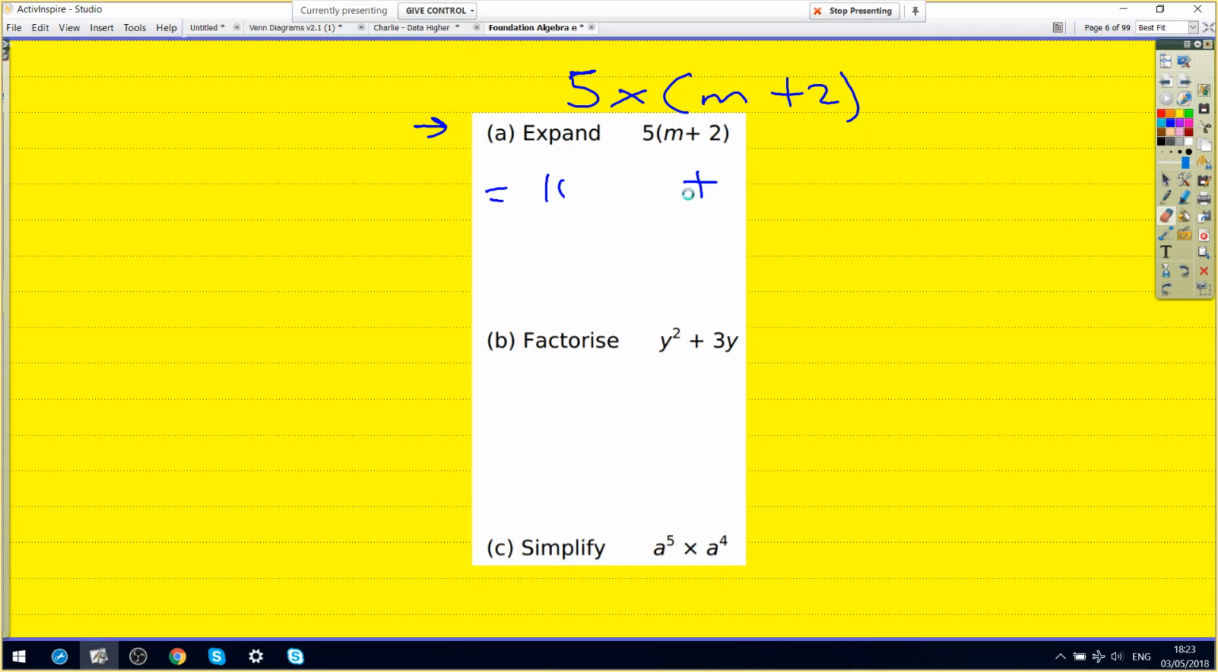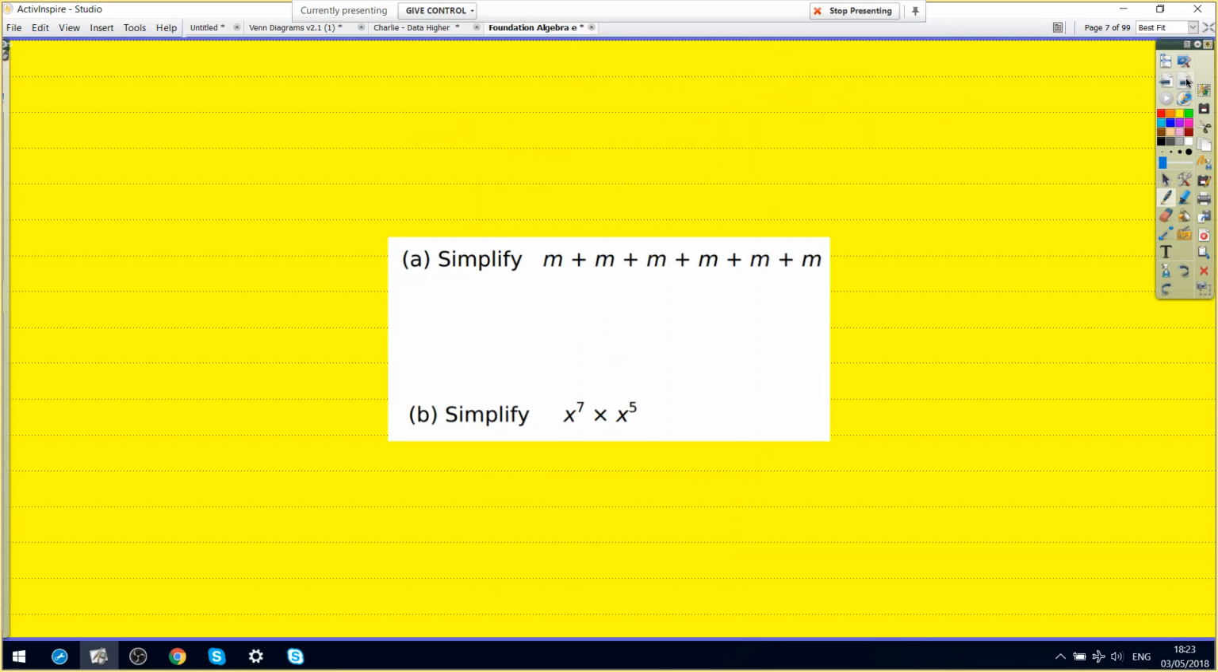How did you get 10m? 5 times 2 is 10. Okay, so it's going to be 10. And 5 times m? 5m. Yeah, and so it's 5m plus 10. So it's basically 5 times both m and 2. That's what that's about.